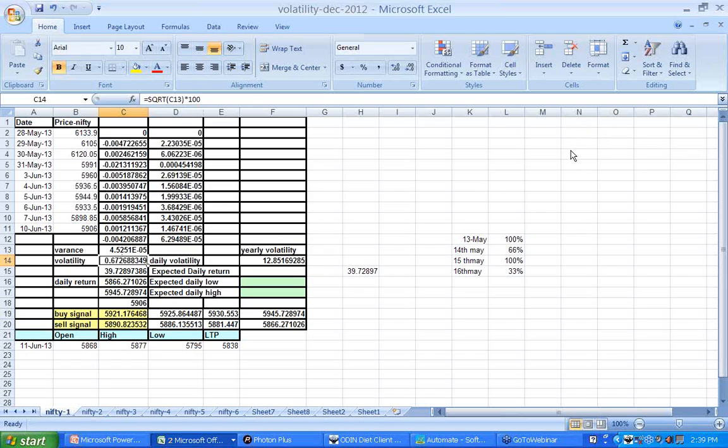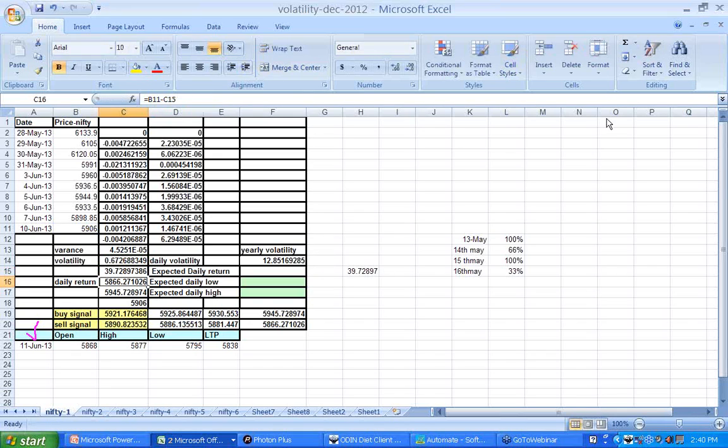What it says is that on the following day, which is the 11th June, Nifty will show 0.6726% of volatility. So in price terms, if I multiply this daily volatility with the price which occurred on the 10th June, then I will get the expected price range. I will just multiply this with the daily volatility, and the entire result I need to divide by 100.